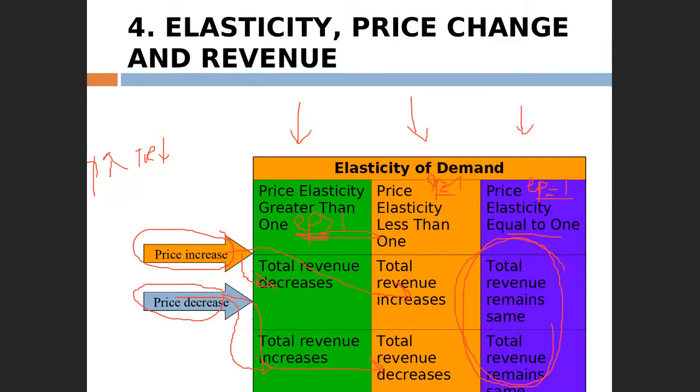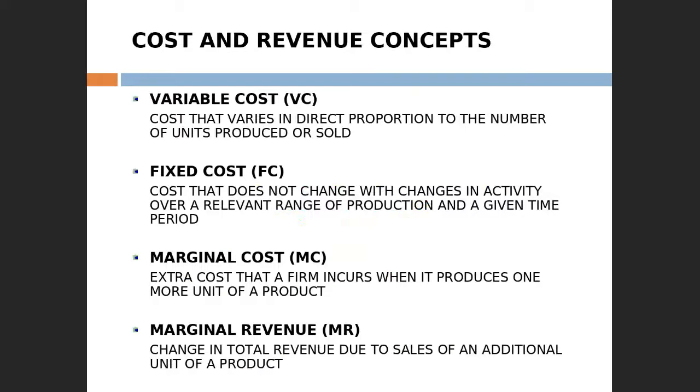All right. So let's move forward and let's look at cost and revenue concepts, and we'll bring them together. So here we go. So here are the 4 different cost concepts. Variable cost, VC. It's the cost that varies in direct proportion to the number of units produced or sold.